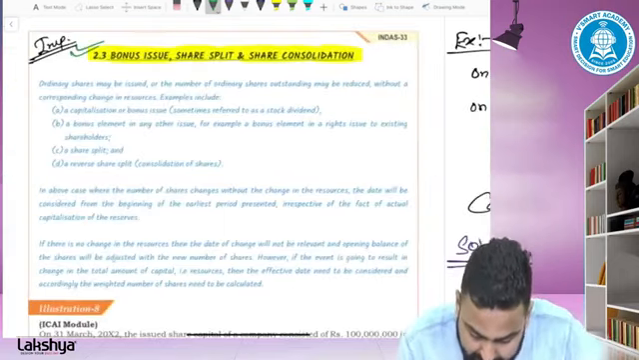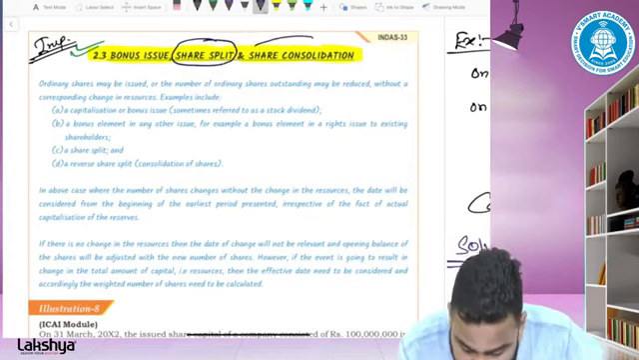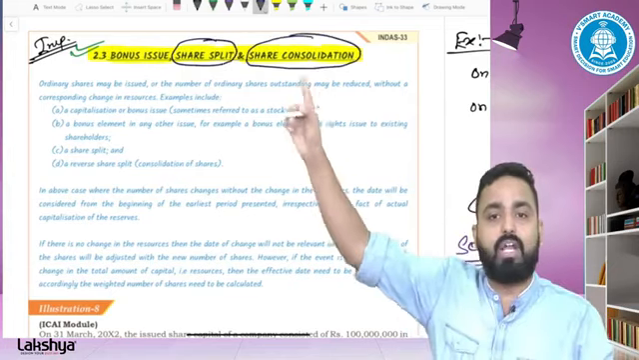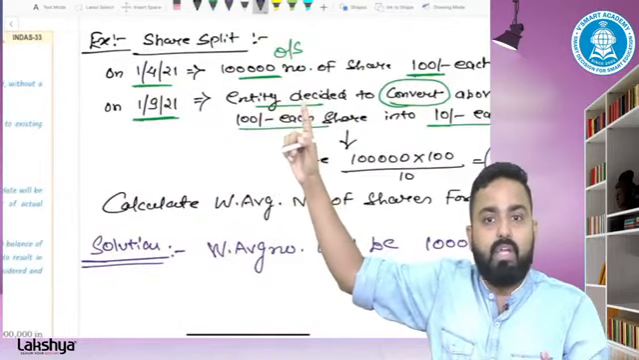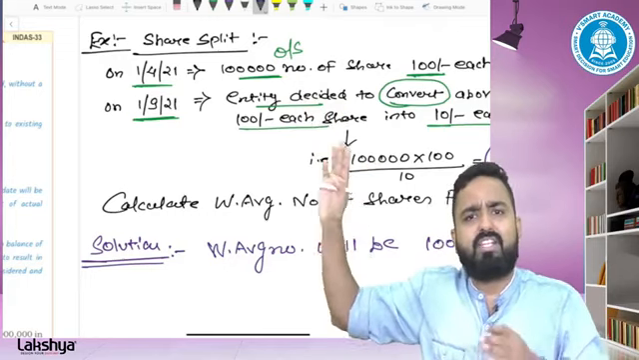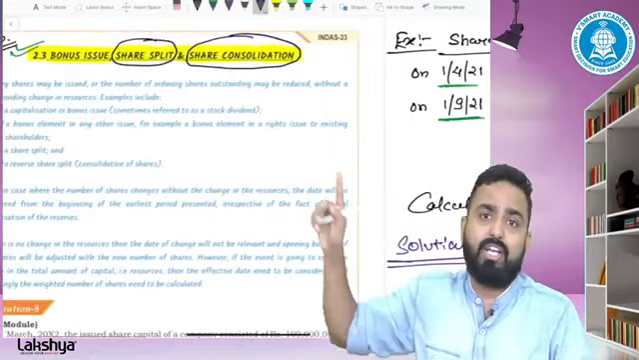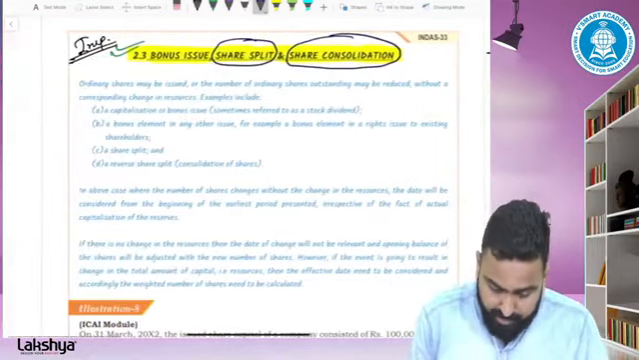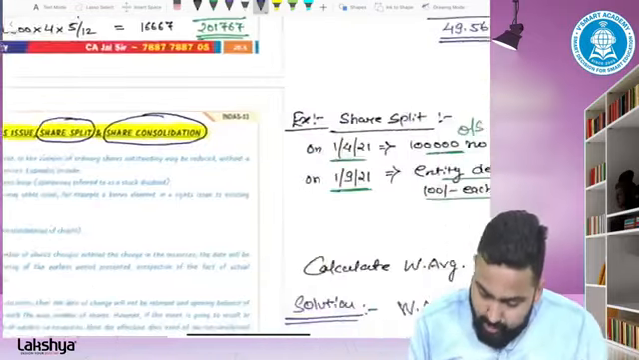Now the same treatment is to be done for share consolidation. Share consolidation is just the reversal of share split. Guys, understood or not? It is just the reversal of share split. Okay. Now what about the bonus? Now please try to understand.